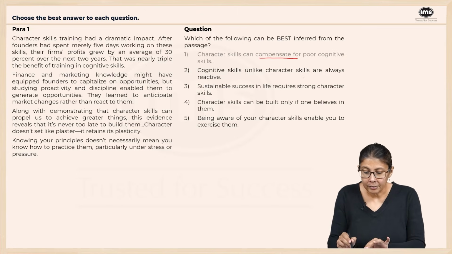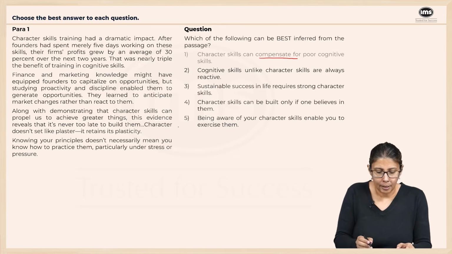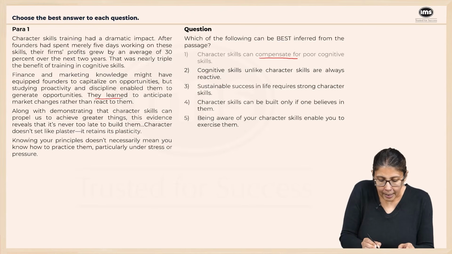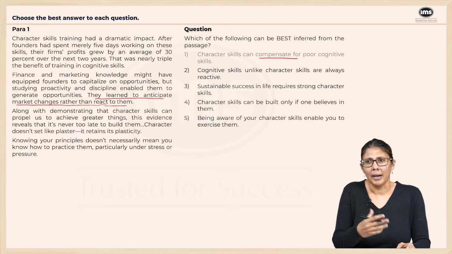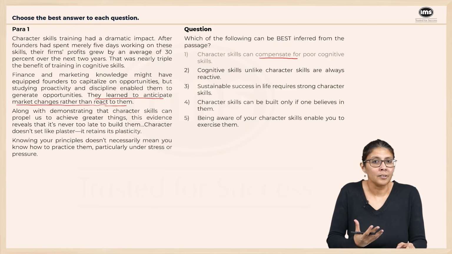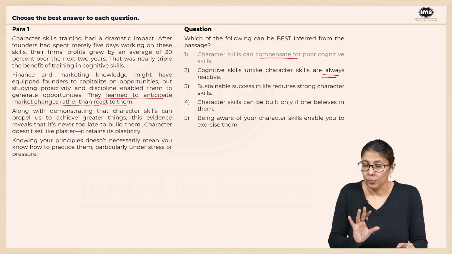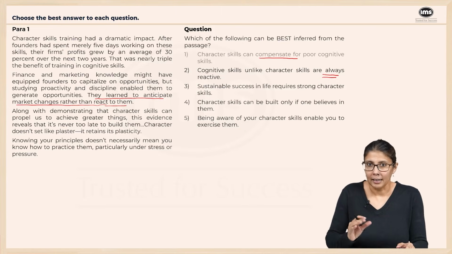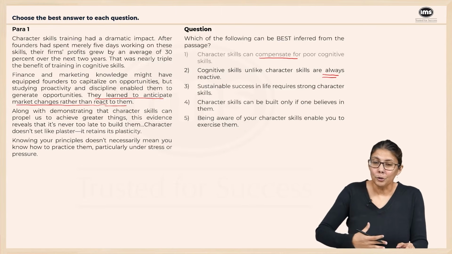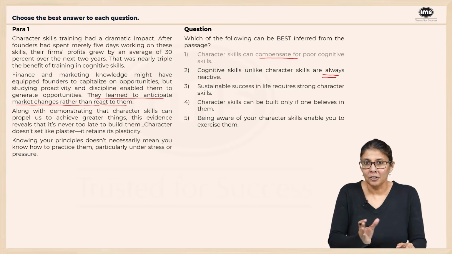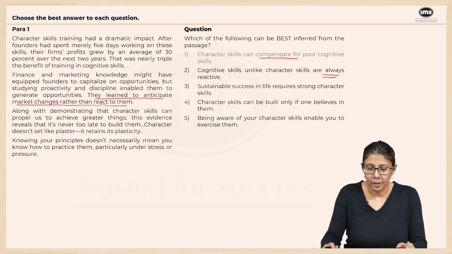The second one says cognitive skills, unlike character skills, are always reactive. So, here we have talked about the fact that when you have character skills, you learn to anticipate things. From this, we might suggest that, okay, if you don't have these character skills, then you might have a more reactive approach. But cognitive skills are always reactive, cannot be supported. We are not saying cognitive skills are reactive. We are saying that if you have character skills, then you are not always reactive. So I hope you appreciate the difference between these two. Option 2 is not our answer.